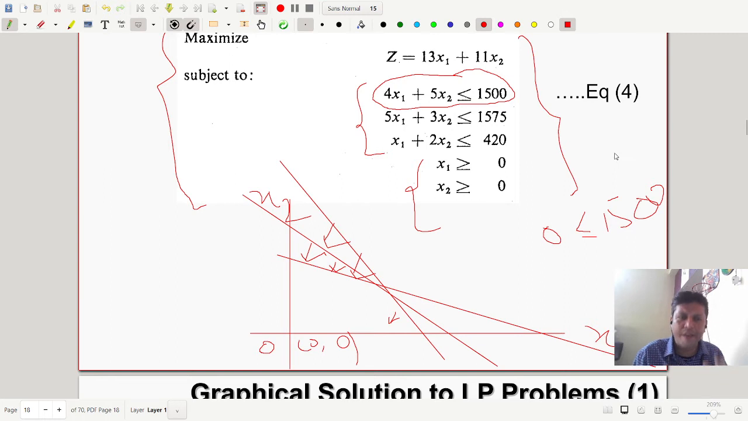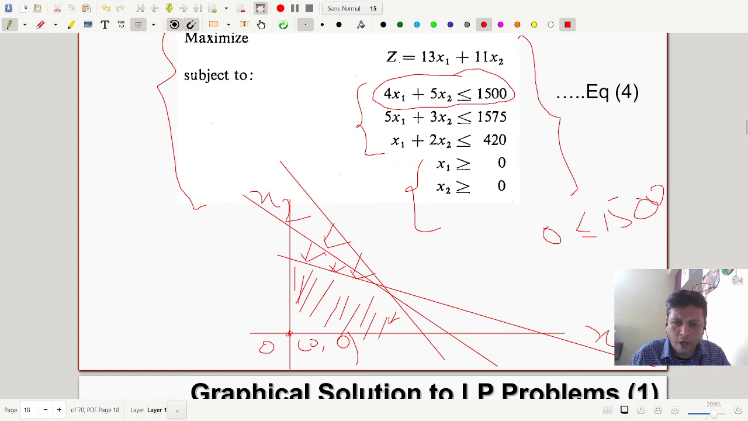So there are two options actually. Either it will satisfy, in which case the arrows will be directed towards the origin, or it will be away from the origin. After that, you will have a common region. So you will shade the common region. This common region will give you the feasible solution or feasible space.